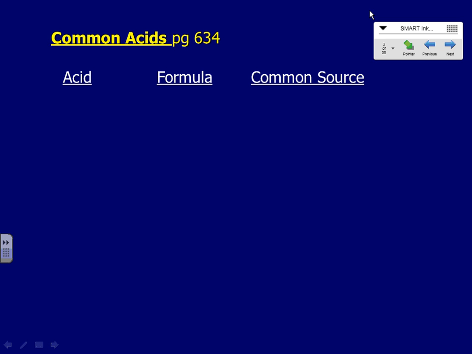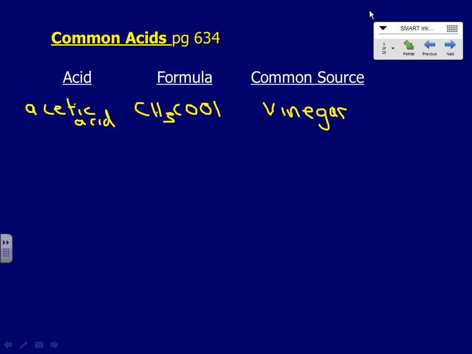Suggestions? Yep. Vinegar. Excellent. So that's the common source, right? So we've got our vinegar, and we've used this as an example in the past unit over and over again. What's the acid called? Yeah, very good. Acetic acid. And its formula, CH3COOH.